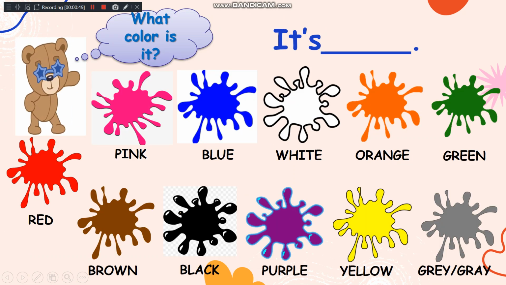It's red. It's pink. It's blue. It's white. It's orange. It's green. It's brown. It's black. It's purple. It's yellow. It's gray.